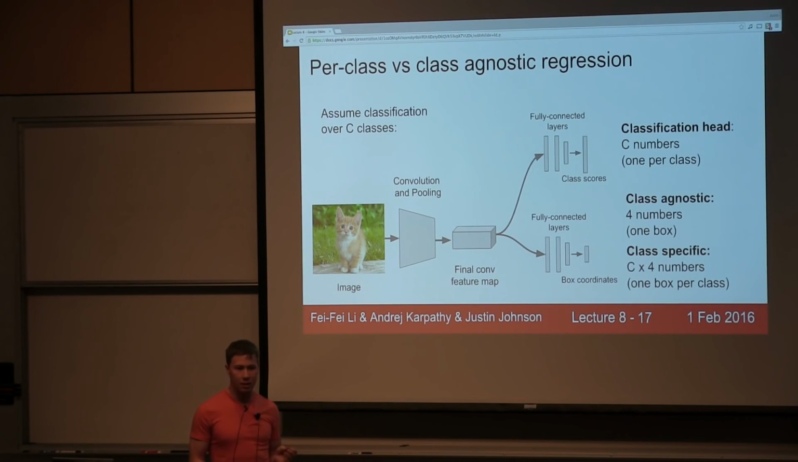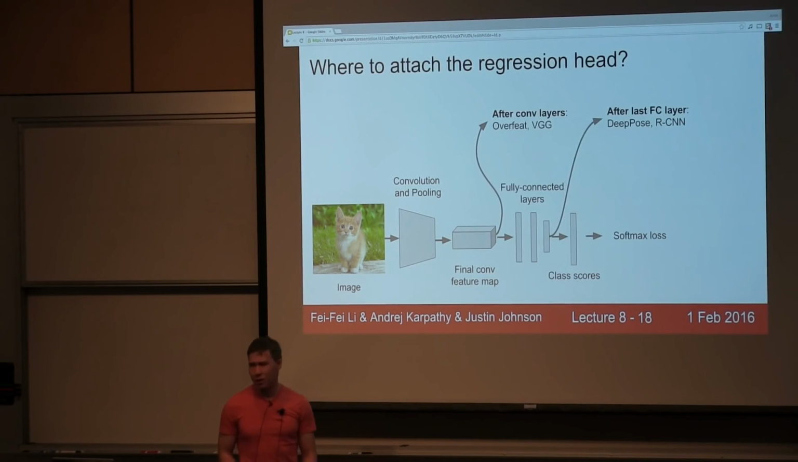But then it's pretty easy. It changes the way you compute loss a little bit. You compute loss only using the box for the ground truth class. But other than that, it's still basically the same idea. Another design choice here is where exactly you attach the regression head. Again, this isn't too important. You'll see different people do it in different ways.